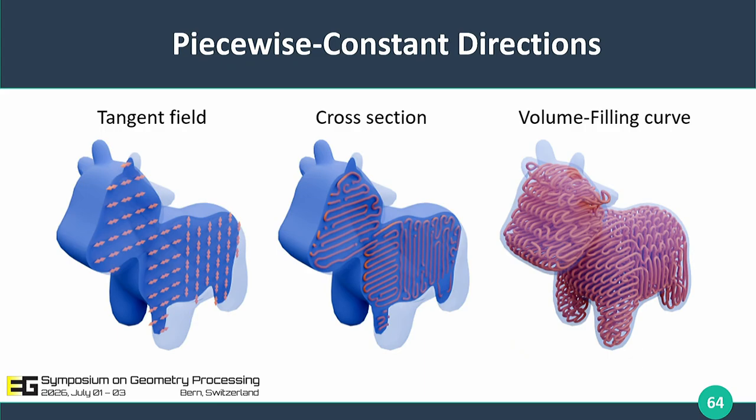So, with this done, let's look at some results. Starting with qualitative results, here you can see a curve aligned with the direction field composed of two piecewise constant directions for the front and back part of the object. As shown, even in the presence of sudden change in direction, our method produces a high-quality volume filling curve.